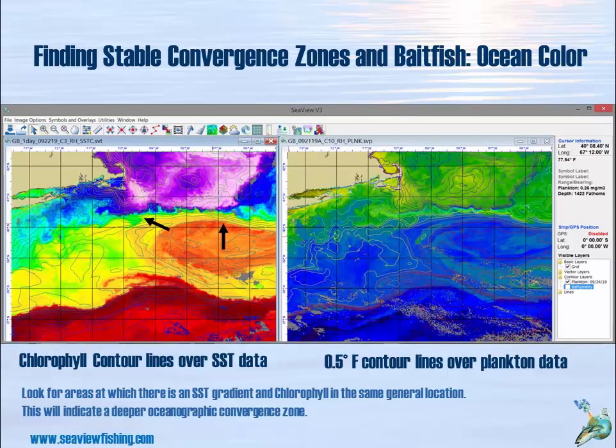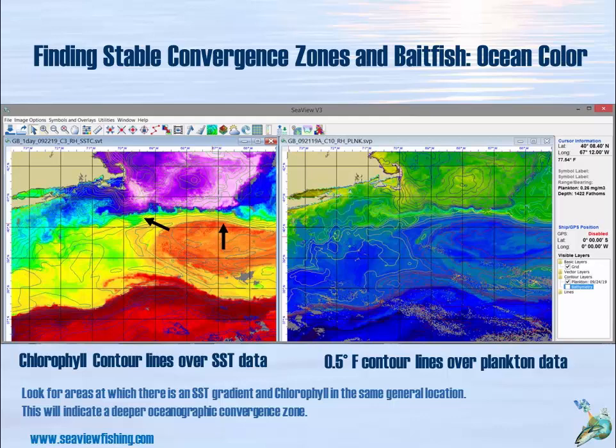So, how do we use these different data types together to find areas of oceanographic convergence and biological productivity? There are many ways to do this using the SeaView software. One example is to display the different images, such as SST and plankton, side by side and look for areas in the imagery where you have an SST gradient that is also near a plankton edge.